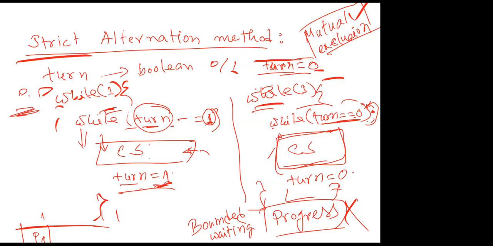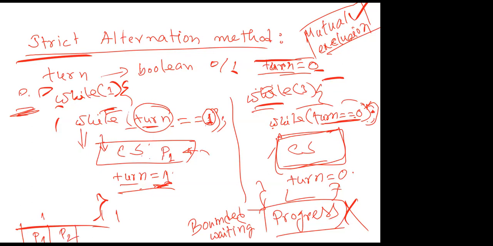Then in the while loop it will check the turn value, which is now currently not 1. So it will skip this while loop and enter the critical section. Process P1 is now currently executing the critical section, and P1 got printed here, and P2 is scheduled by the operating system.